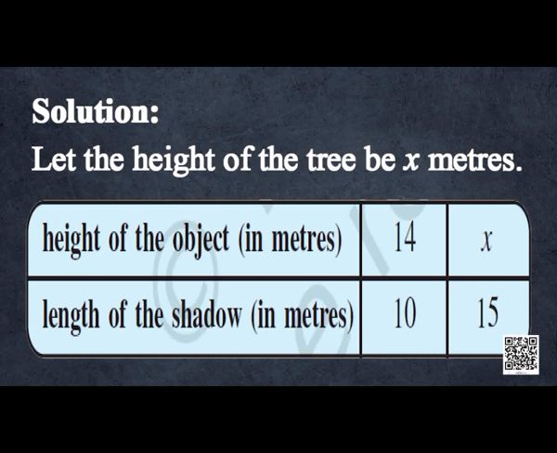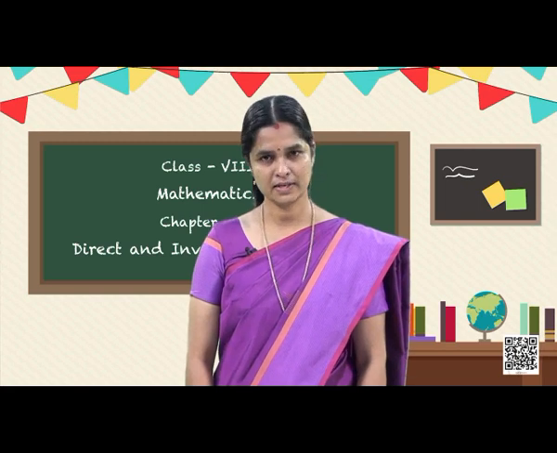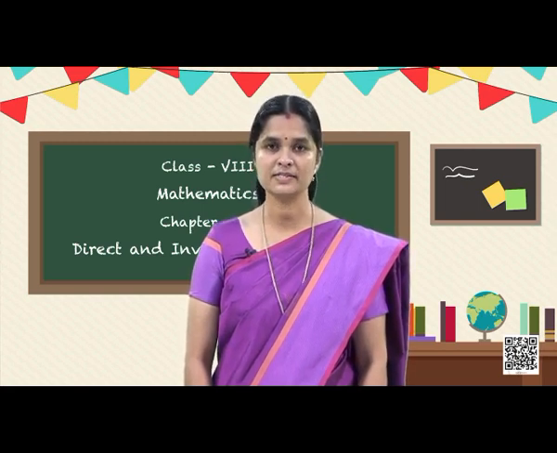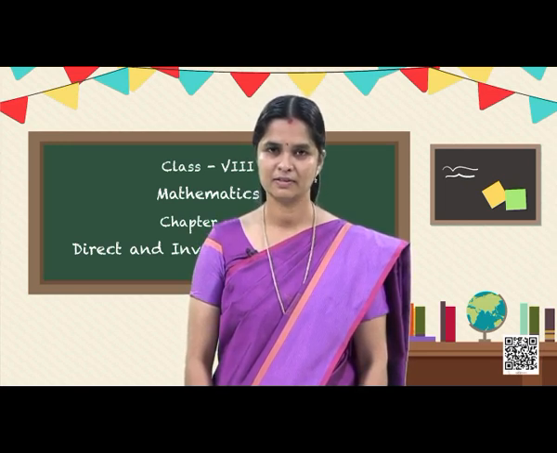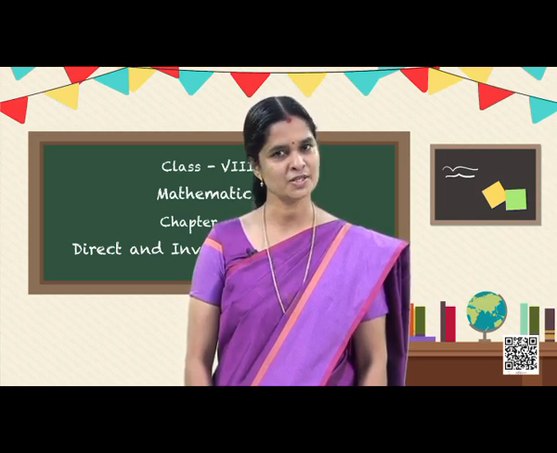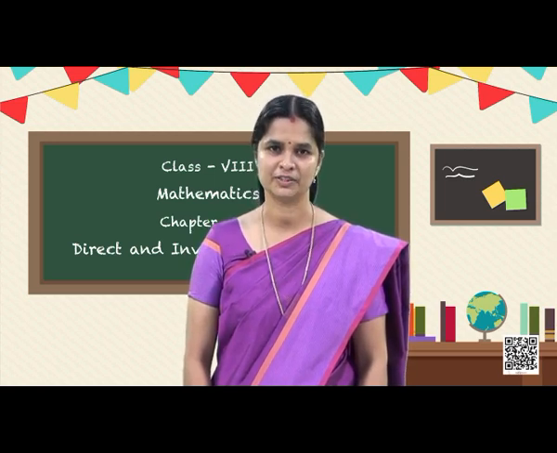Let the height of the tree be x meters. Now, the length of the shadow can be taken as y meters. We can put it in the tabular form as given here. We know that as the height of the object increases, the length of the shadow also increases if the conditions are the same. So, this is also a case of direct proportion. Let us try to solve this problem.